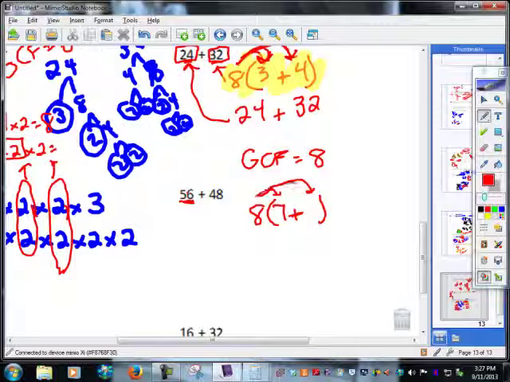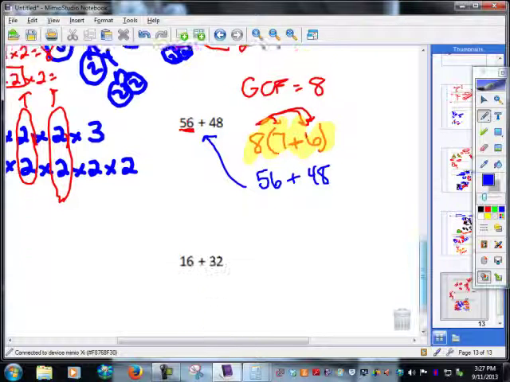8 times what would give you 48? 6. Now that's your answer, but let's check. Let's just make sure real quick. 8 times 7 is 56. 8 times 6 is 48. Is that what we started with? That's right. That's all you do.